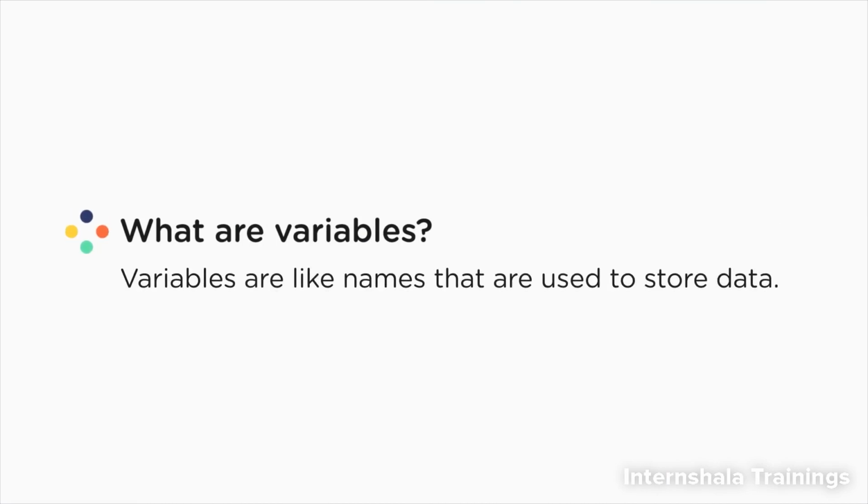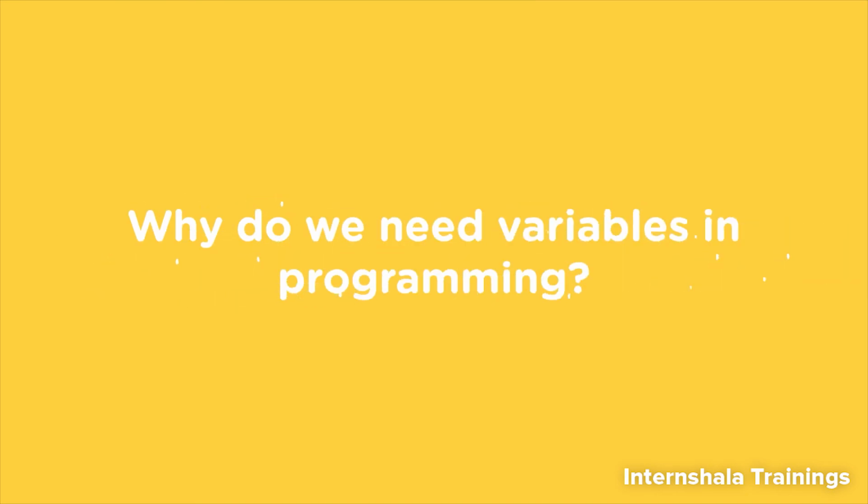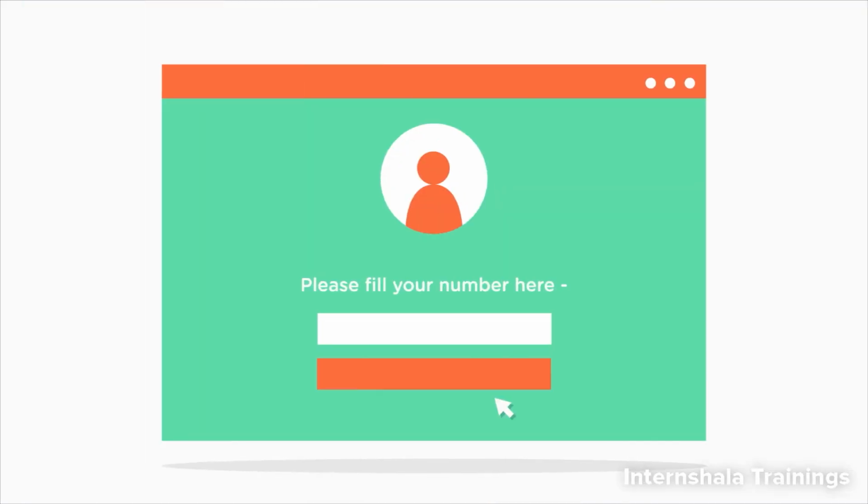So, variables are like names that are used to store data. You can think of them like containers that store data. Now, why do you think we need variables in programming? Why can we not directly work with the data? Let's look at this example to understand the reasons.